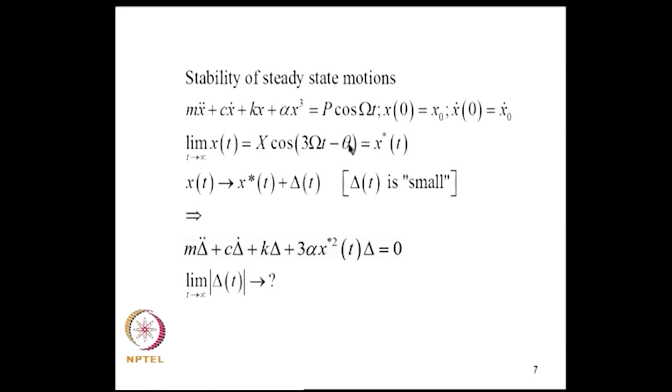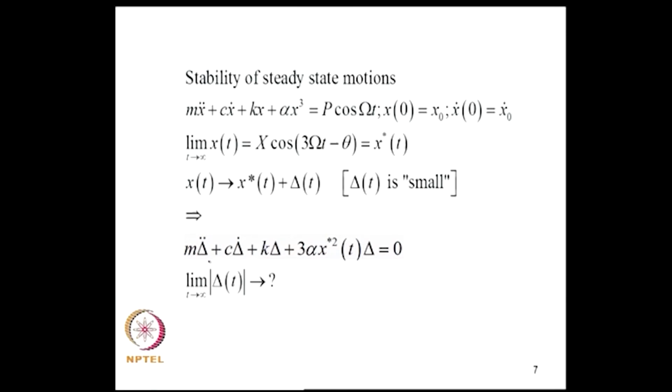Now, I want to know whether this motion can be realized, in the sense that the motion can be realized if a slight perturbation given to it goes to 0 as time passes. If any slight perturbation that we give to x star of t results in growth of response in an unbounded manner, then that particular steady state solution cannot be realized. So, what we do is we change x of t to x star of t plus delta of t, and assuming that x star of t satisfies this equation, we will be able to get the so-called variational equation for delta of t, which will be of this form.